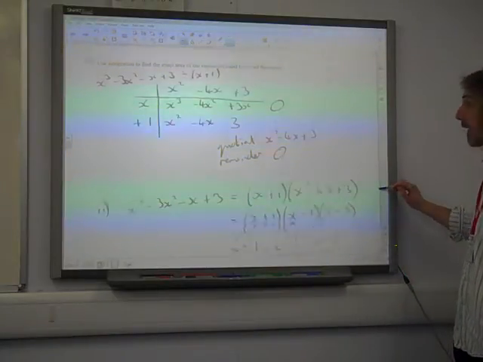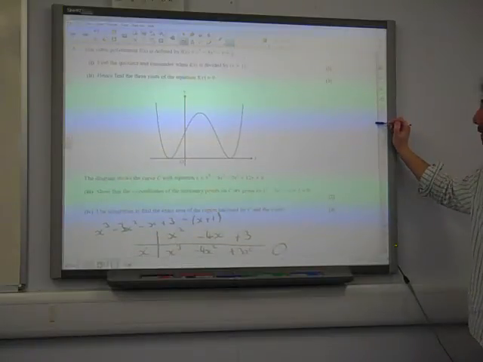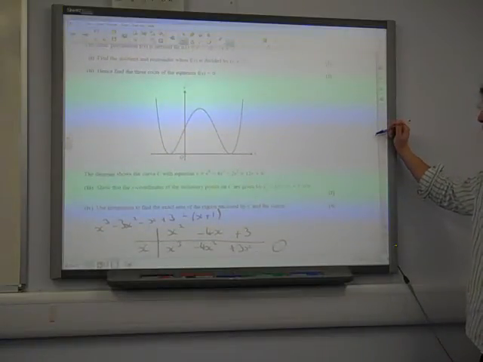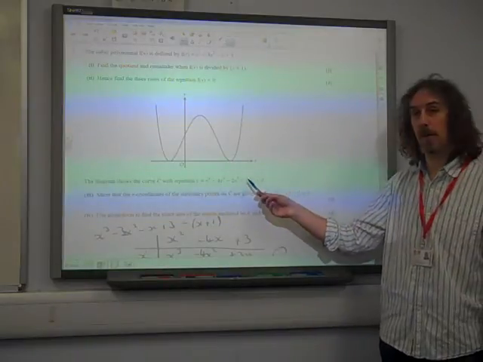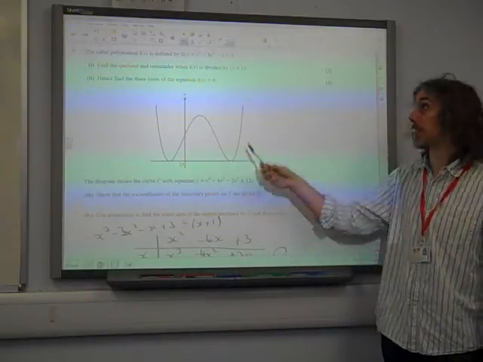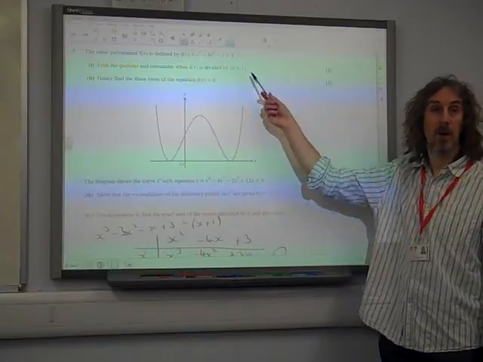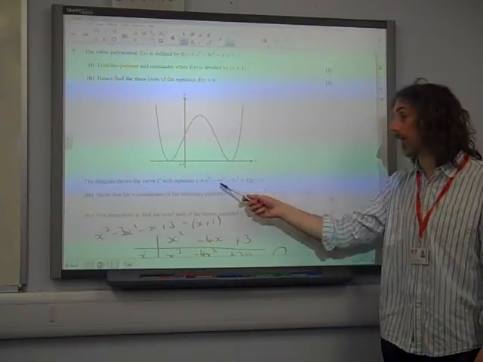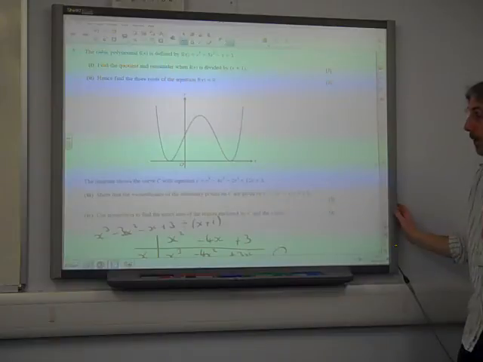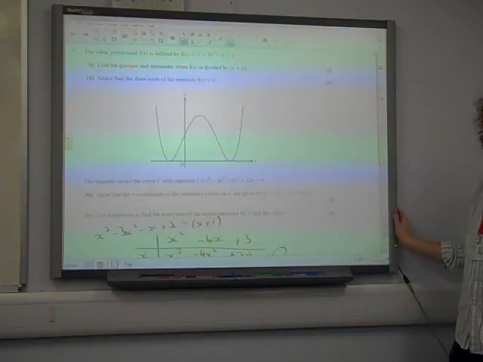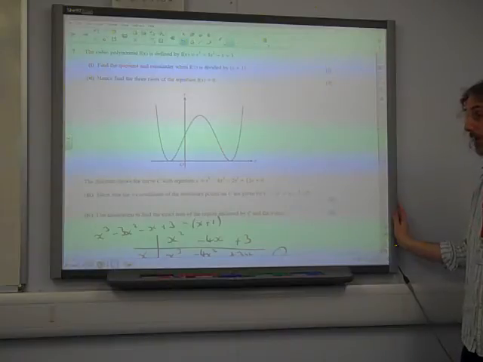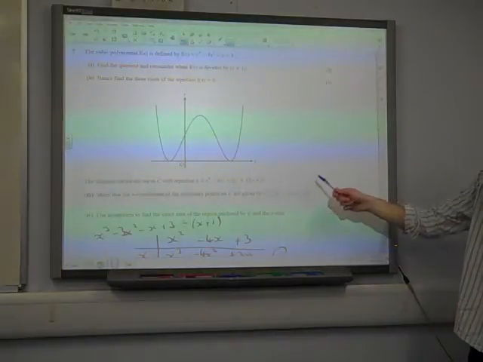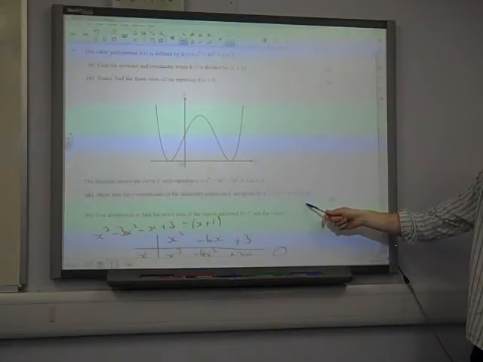Right, now it gets interesting, because now it starts to do some stuff with this. The diagram shows the curve with equation there. This is a different equation. It's not that curve. We now have a different equation going on: x to the 4 minus 4x cubed minus 2x squared plus 12x plus 9. We're thinking, is it related? Show that the x coordinates of the stationary points on C are given by this equation that we spent the first part of the question solving.